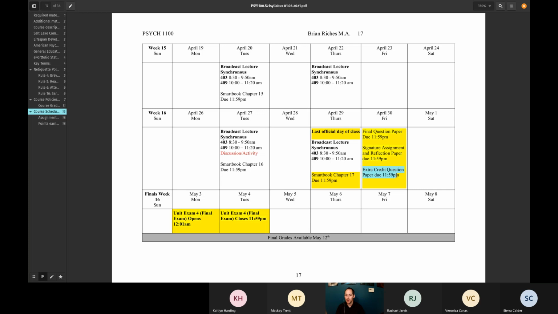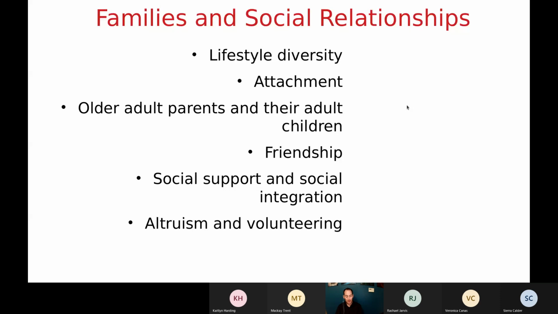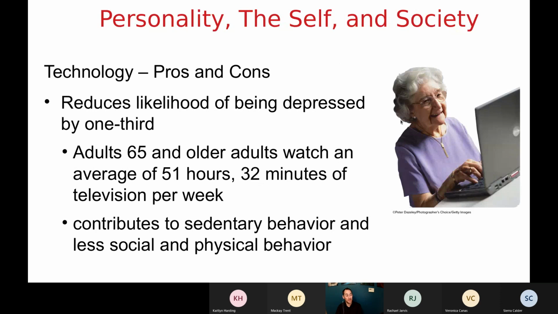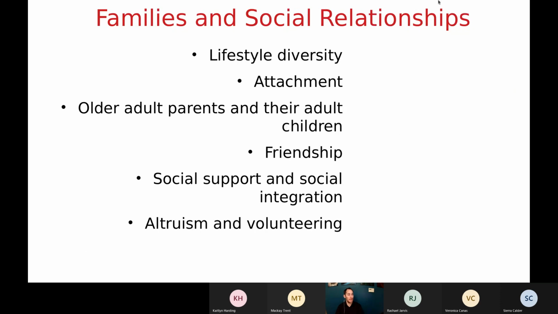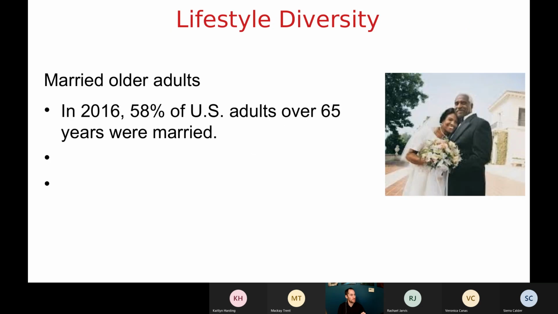All right, well, let's finish up our discussion of late adulthood socio-emotional development in chapter 16. We stopped off talking about the pros and cons of technology last time, and we ended a little early because I didn't feel like there was a good place to stop here in families and social relationships. So let's talk about some of the lifestyle diversity.